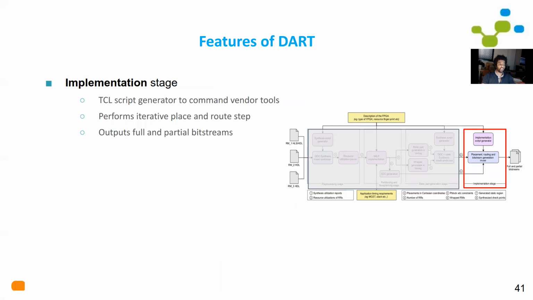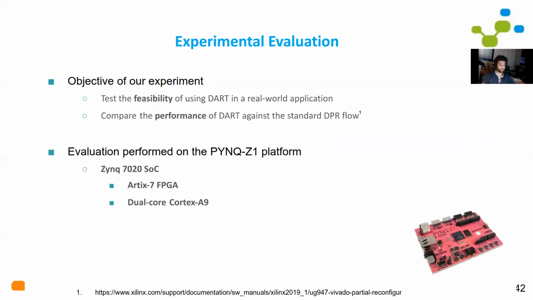Finally, there is the implementation stage, which performs the iterative place and route we discussed before, using Tcl scripts also generated in this stage. The outputs of this stage are the full and partial bit streams of the design. Remember that the diagnostics, where errors in the design, in case they appear, are diagnosed, are also performed in this stage.